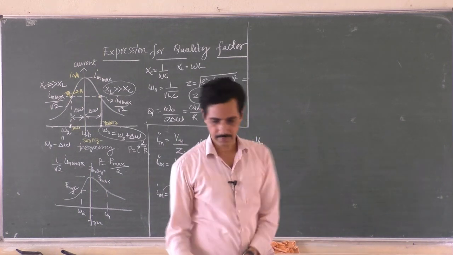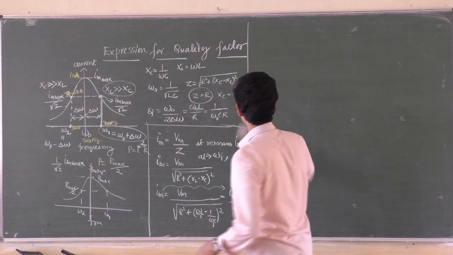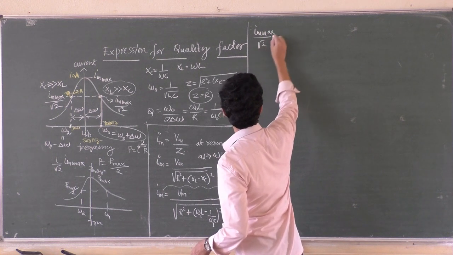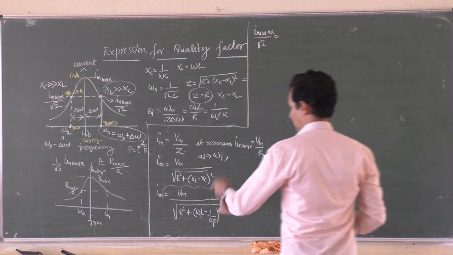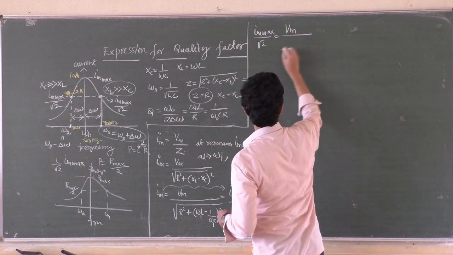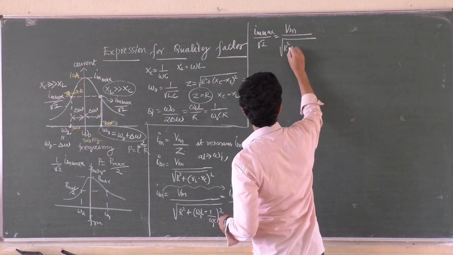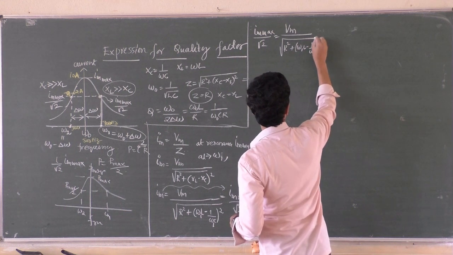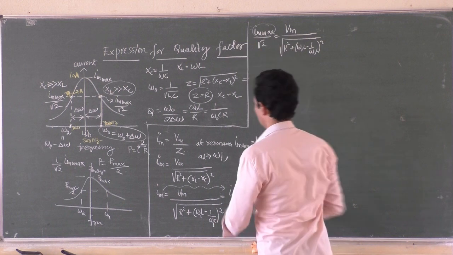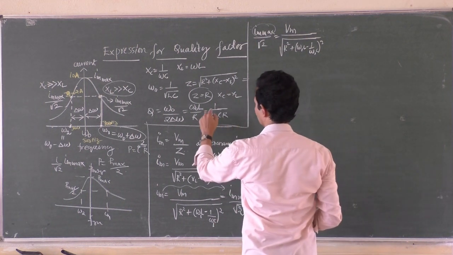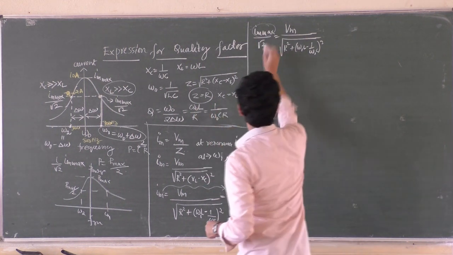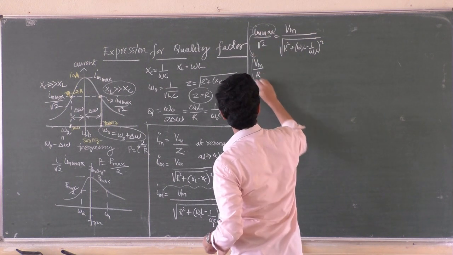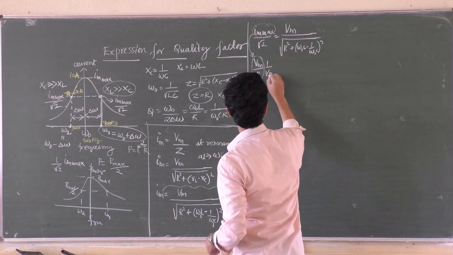Im maximum by root 2 is equal to Vm divided by root of R square plus (omega 1 L minus 1 by omega 1 C) whole square. Now put this Im maximum here. Im maximum is Vm by R, because Z becomes minimum. Vm by R, that is Im maximum. This much, by root 2, is remaining.